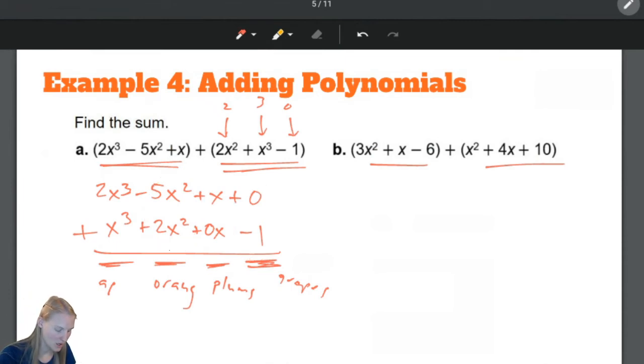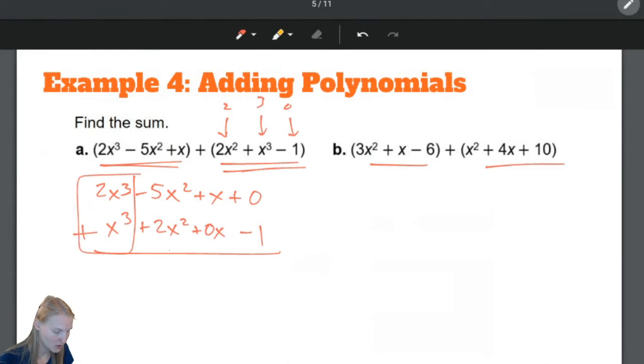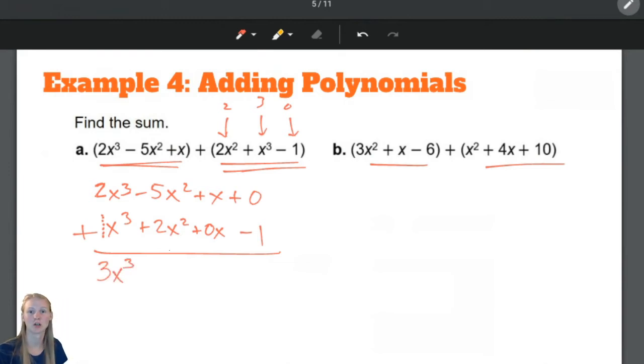And now, when we add them together, all I have to do is I take 2x cubed plus x cubed. There are 2 x cubes up here and 1 down here. So that means we have 3 x cubes down here. You just add the numbers in front of the x cubes, just like we did back in chapters 1 and 2 when we were combining like terms with our equations and inequalities.